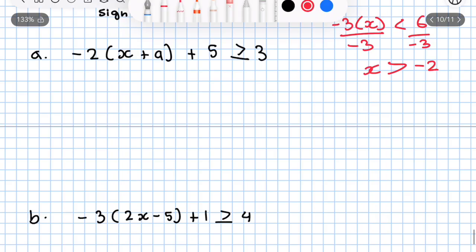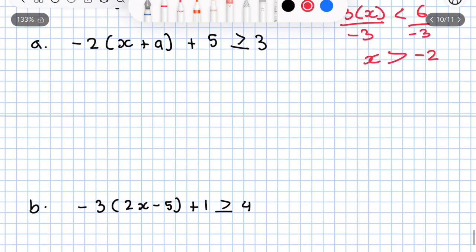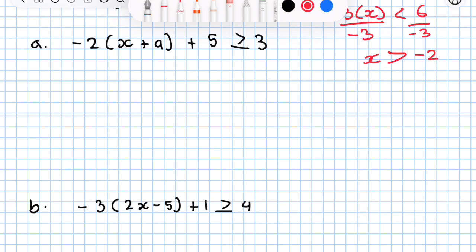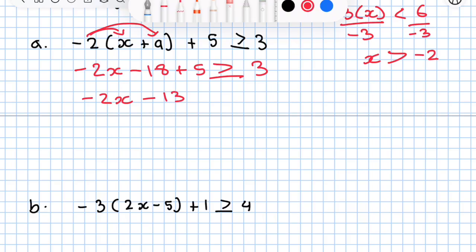Now, please feel free to pause the video and solve these problems on your own. Okay, so here, the first step I would do is distribute the negative 2. So it would be negative 2x minus 18 plus 5 is greater than or equal to 3. Then I would combine like terms, so negative 2x minus 13 is greater than or equal to 3. Plus 13, plus 13, negative 2x is greater than or equal to 16.